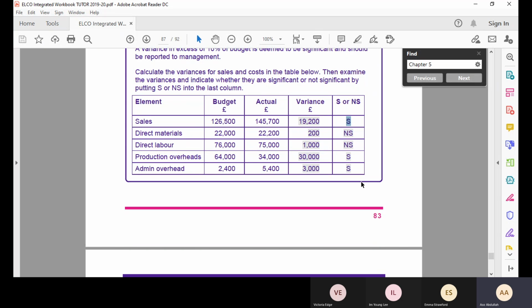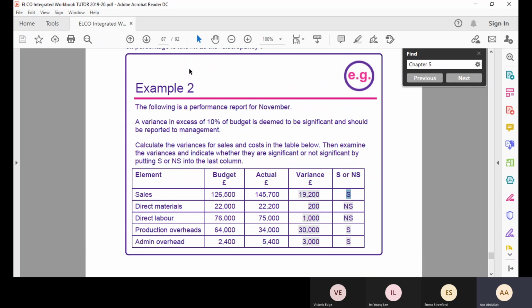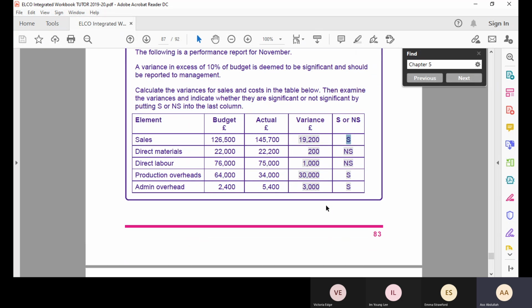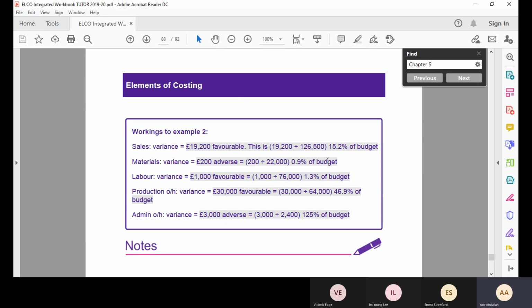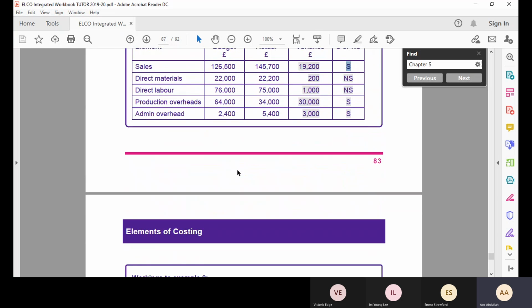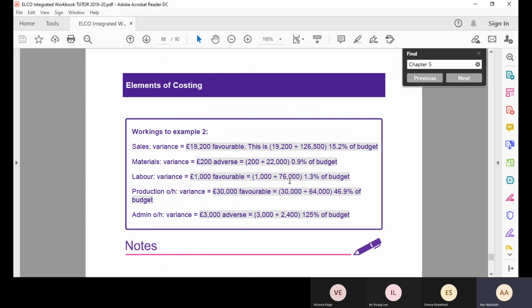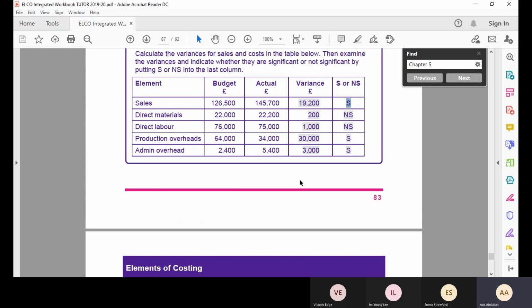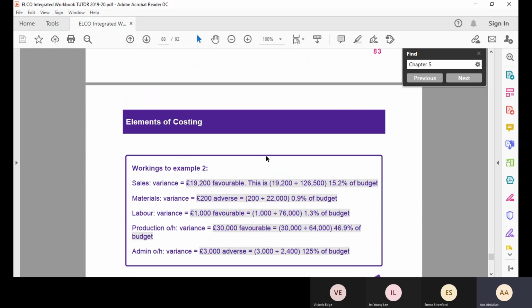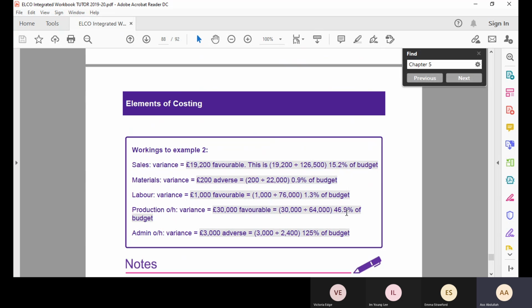The exam question is similar to example number 1 and example number 2. So this is the working of example number 2, what they did. Remember what I said: the variances divided by the budget. 30,000 divided by 6,446, and 3,000 divided by 2,400. So this is the formula, remember.